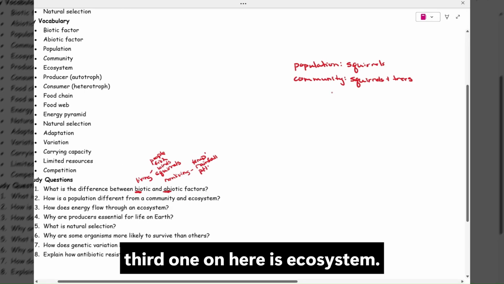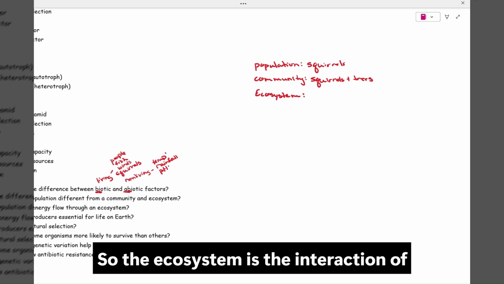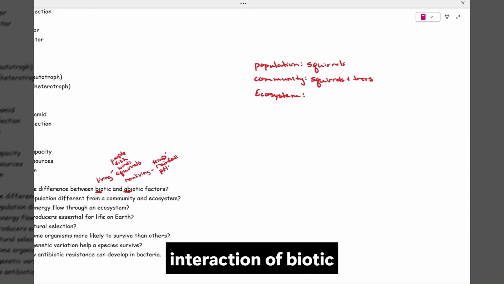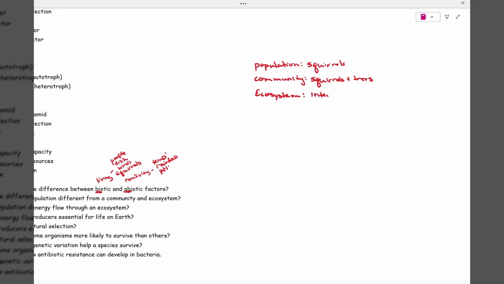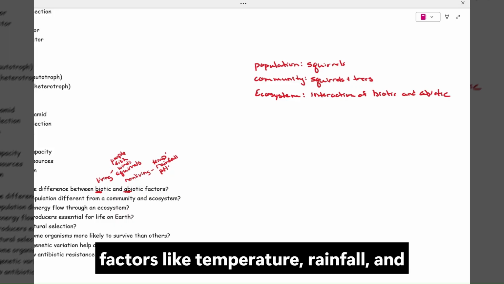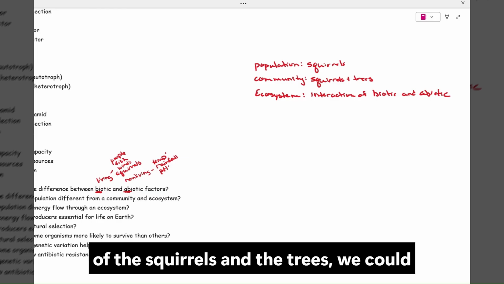The third one on here is ecosystem. Right, so the ecosystem is the interaction of the living and the non-living. So the interaction of biotic and abiotic. Right, so we listed some abiotic factors like temperature, rainfall, and pH.